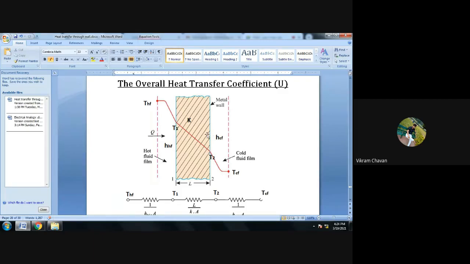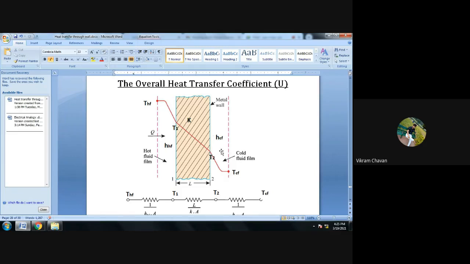Now when that heat reaches the other surface of the wall, the temperature of this other surface is T2, which is greater than the cold fluid temperature. The cold fluid temperature is T suffix cf, which is lesser than T2. So this other surface of the wall will transfer the heat to the cold fluid.